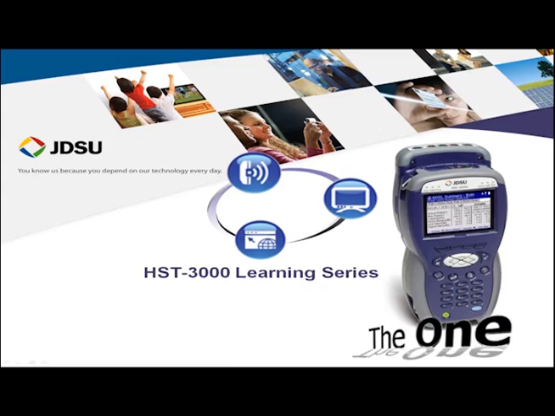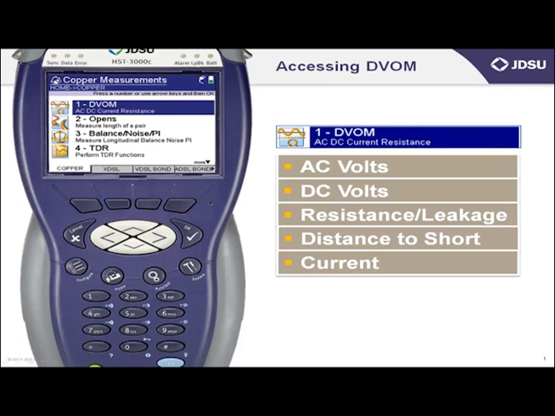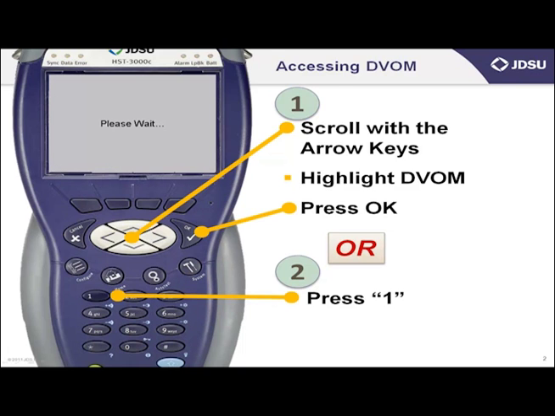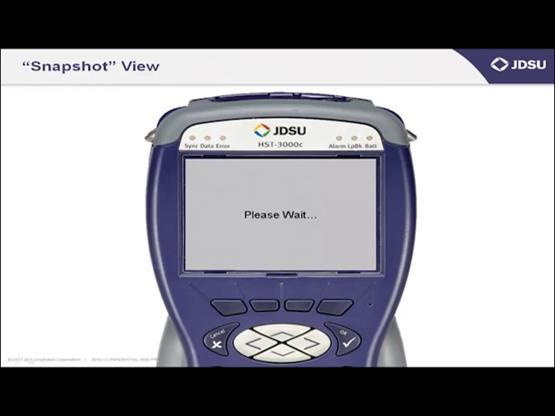If you have a copper testing service interface module attached to the HST 3000, the first screen you'll see when you turn on the unit will be the copper measurement screen. The AC and DC volts measurement is under DVOM, or Digital Volt Ohmmeter. There are two ways to reach DVOM. First, you can scroll with the arrow keys, highlight DVOM, and press the OK key, or just press the number 1 on the keypad dialer.